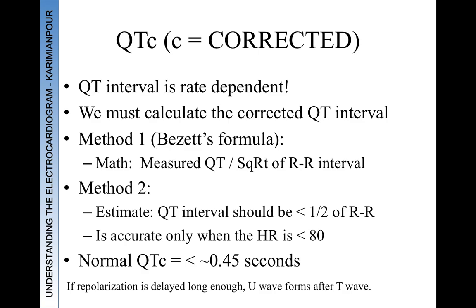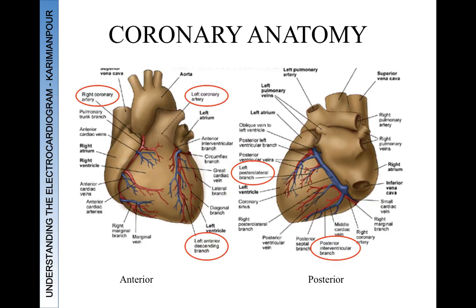And if repolarization is delayed long enough, you may see a U wave after the T wave. And again, it's alphabetical, P, Q, R, S, T, and then U wave if repolarization is prolonged enough or delayed enough. All right, let's talk about ischemic changes on ECG.